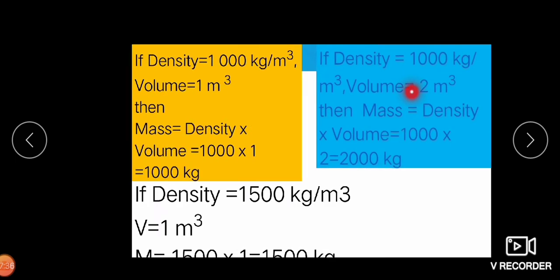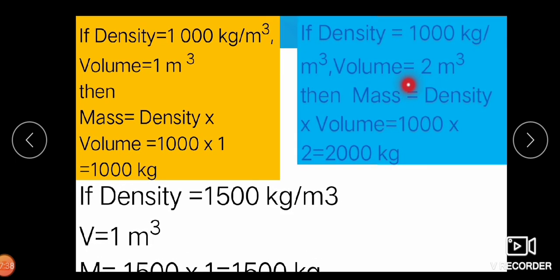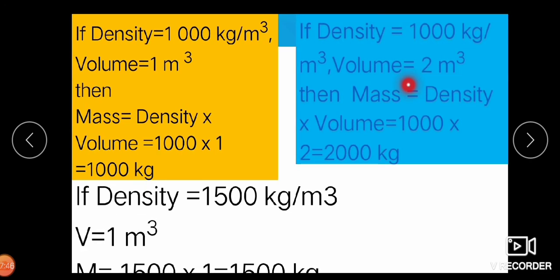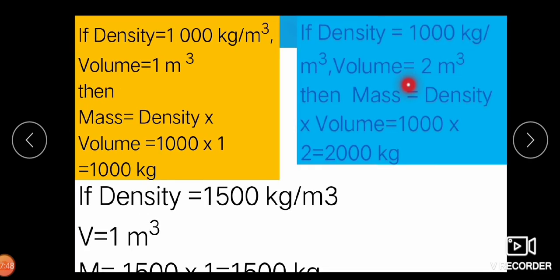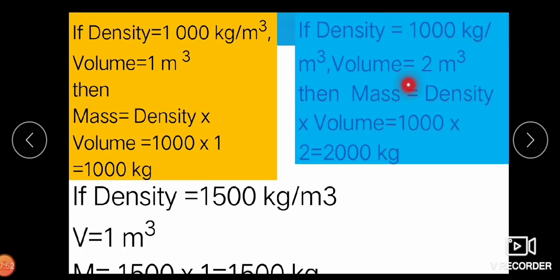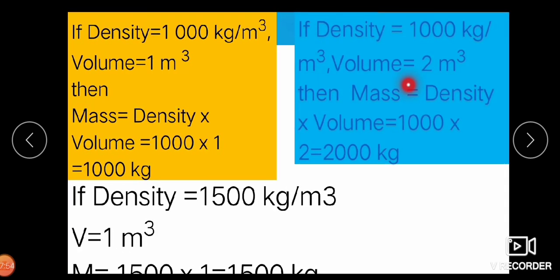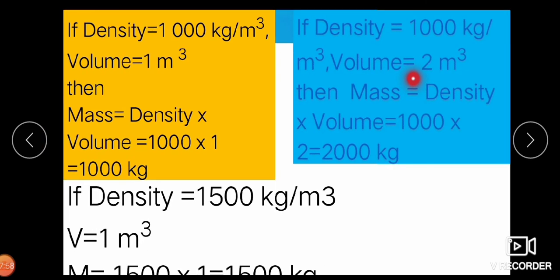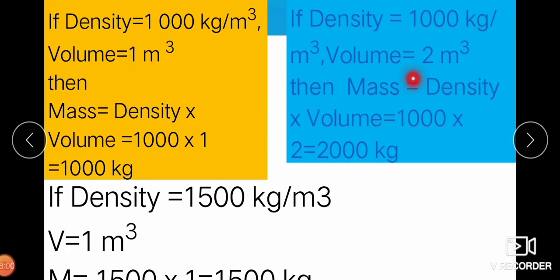Like this you can calculate mass if volume and density are given. You can calculate density if mass and volume are given. You can calculate volume occupied if mass and density are given using the formula density is equal to mass upon volume. In your book, the symbol small d is given for density. You can use that symbol also.